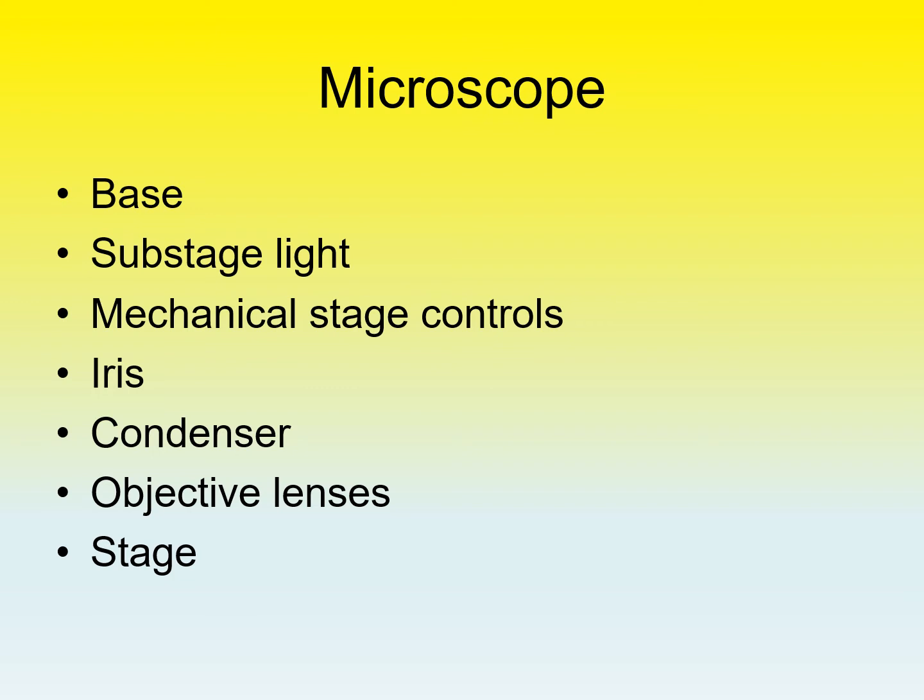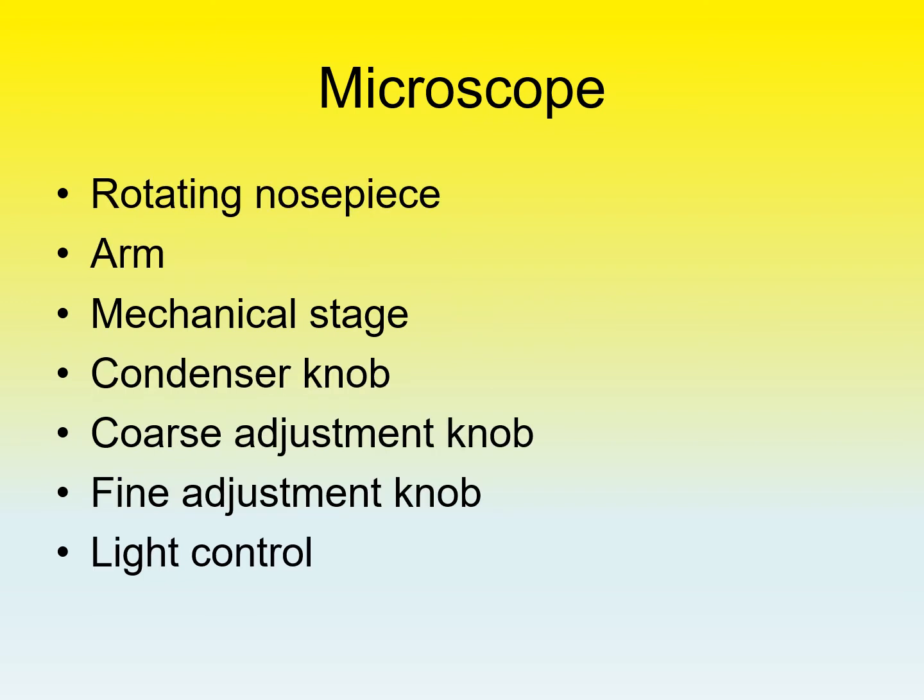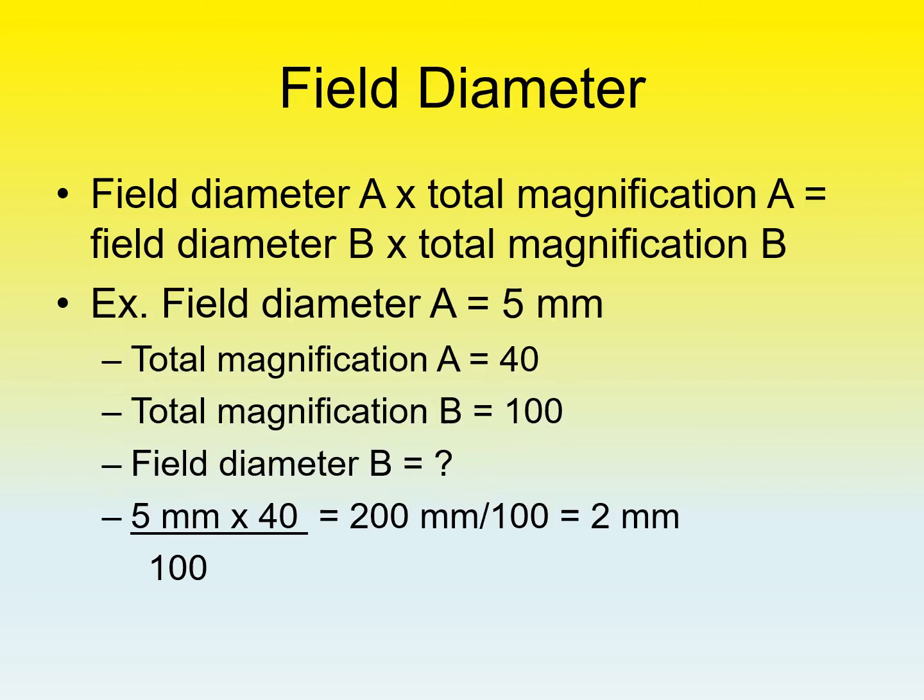Your objective lenses and then your stage. You also have the rotating nose piece where the objective lenses are attached. You have the arm, the stage itself. You have a condenser knob. You have a coarse adjustment, a fine adjustment, and then the light control. Now, some of these controls are a little bit different from one brand of microscope to another, but they're relatively the same. It just isn't in the front or the back, on the side. And you do need to be familiar with where they are.